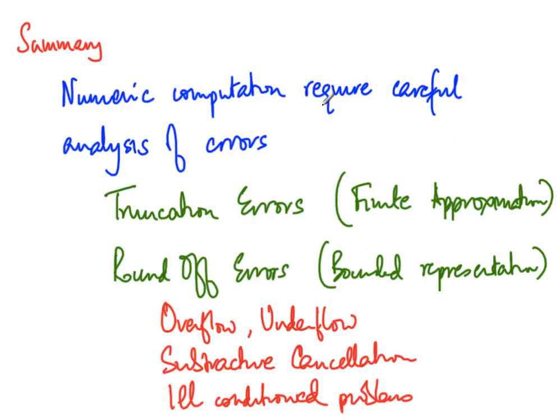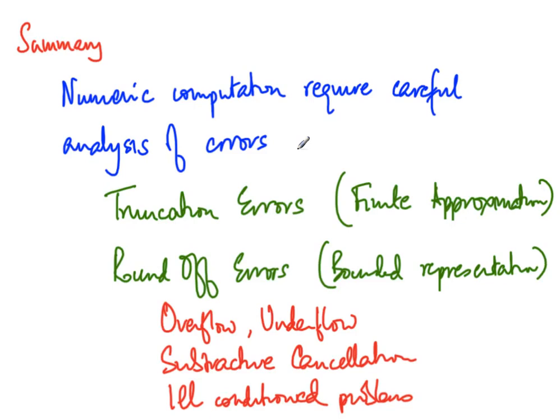So to summarize, numerical computations require careful analysis of errors. These are errors which could arise because of finite approximations of infinite objects, and these are called truncation errors because you're only computing part of the quantity, or because of the bounded representation in terms of mantissa and exponent. You can have round off errors, and this can lead to overflow or underflow. And if you subtract two numbers which are very close to each other, then the relative error can get magnified. So you have this problem of subtractive cancellation.